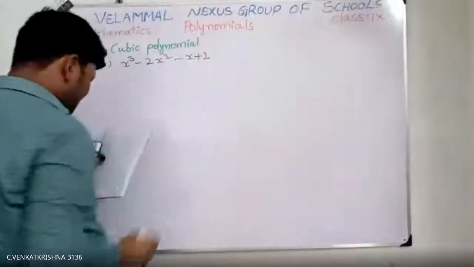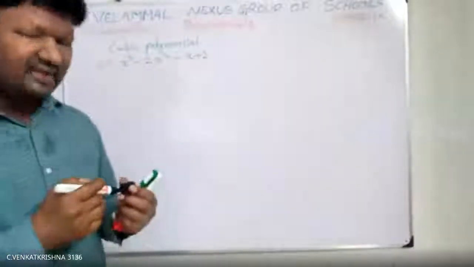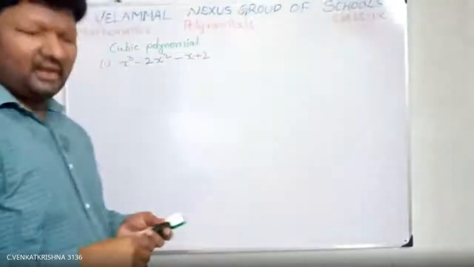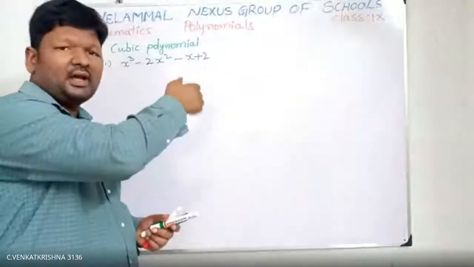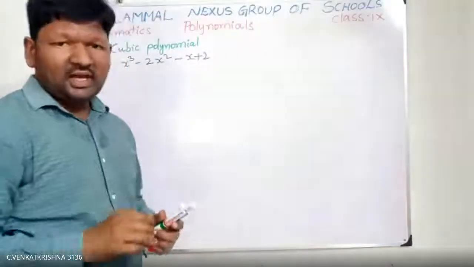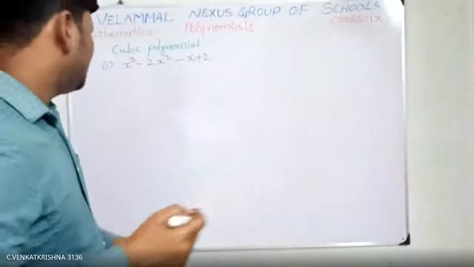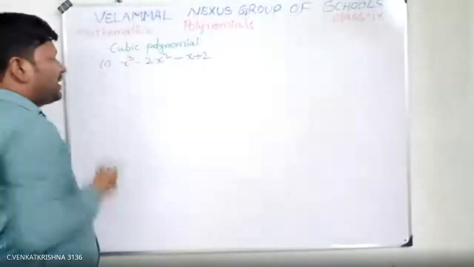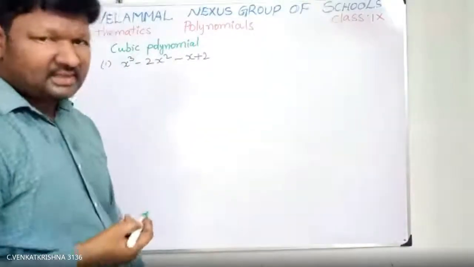Plus 2. So this is our question. There are different methods for factorizing this cubic polynomial, so we will choose the easiest one. I will explain how to write it in a descriptive exam and how to solve it in an objective exam also. The first one: the given cubic polynomial is x cube minus 2x square minus x plus 2.